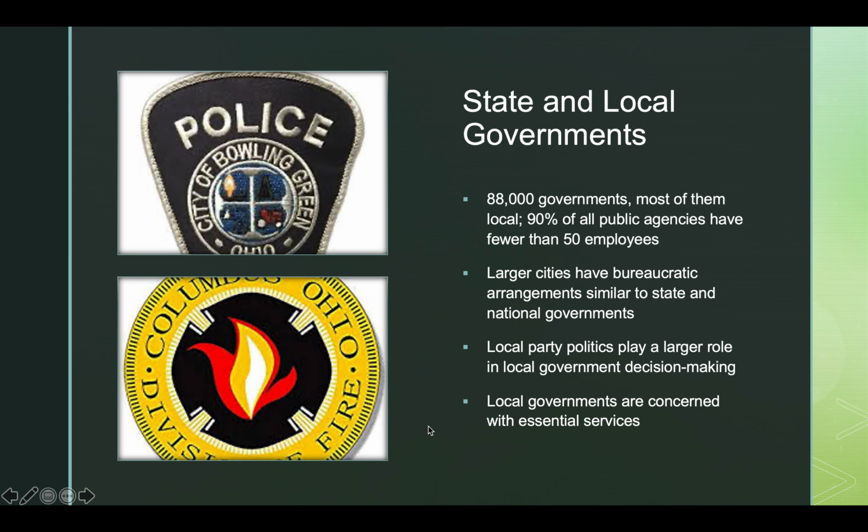There is a great deal of administrative specialization, a directly elected chief executive, and a complex structure of bureaucracy. Local governments are less complex, but frequently are influenced more heavily by local party politics and decision-making. Local government activity is also more heavily oriented on providing essential services like water, sewage disposal, and police and fire protection.